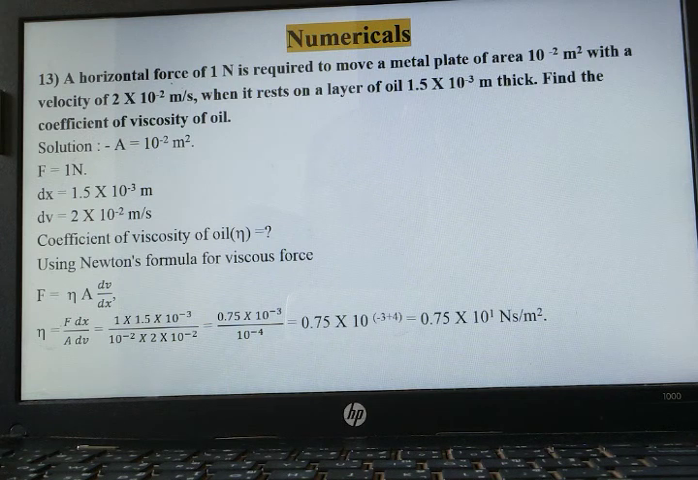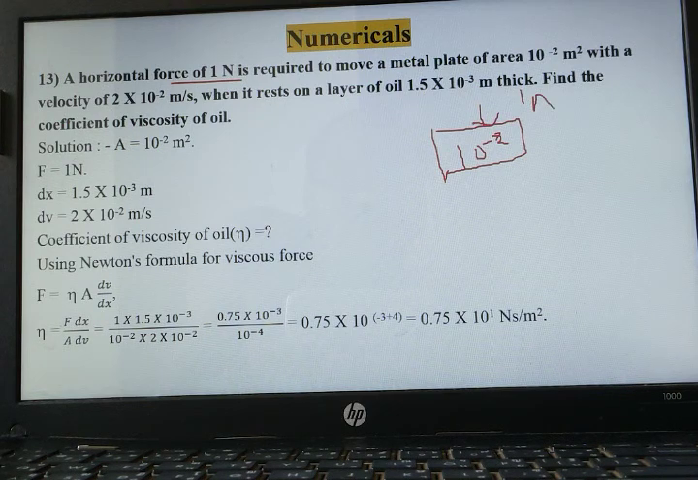Next one. A horizontal force of 1 Newton is required to move a metal plate. Horizontal plate is there. Its area has been given as 10 raised to minus 2. And how much force is required? 1 Newton force is required. Okay.